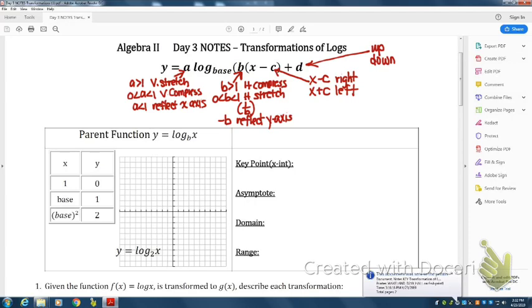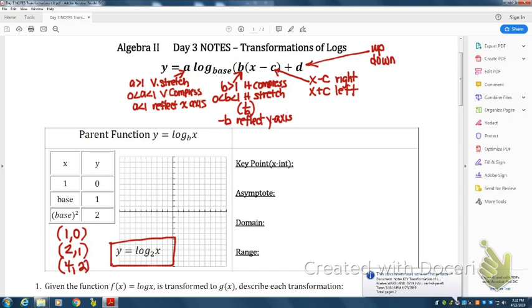Okay, when we look at the parent function, y equals log base b of x, we're actually going to graph log base 2 of x. And the 3 points that we can get are (1, 0), (base, 1), and (base squared, 2). So the first point would be (1, 0). The second point would be, what's the base there? 2. So (2, 1), and 2 squared is 4, so (4, 2).